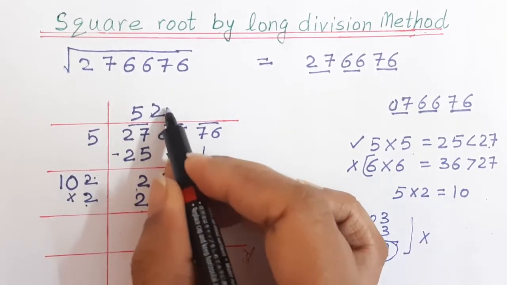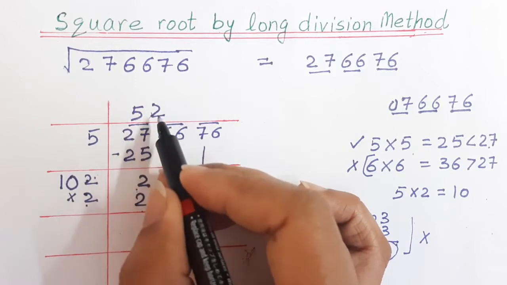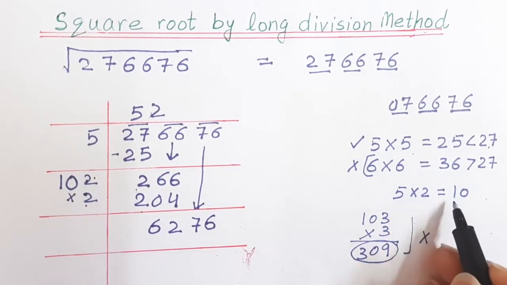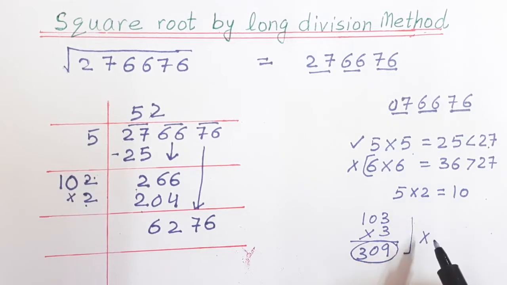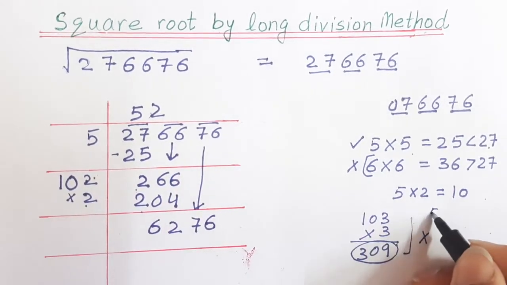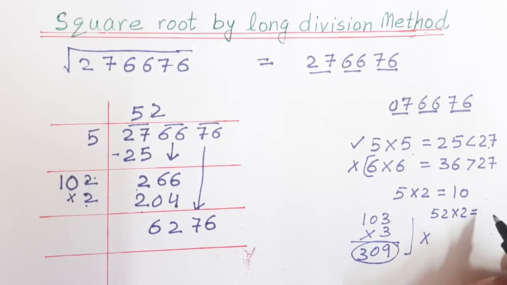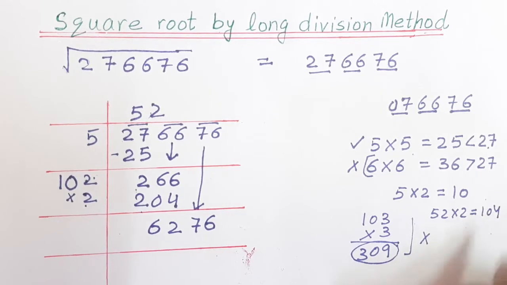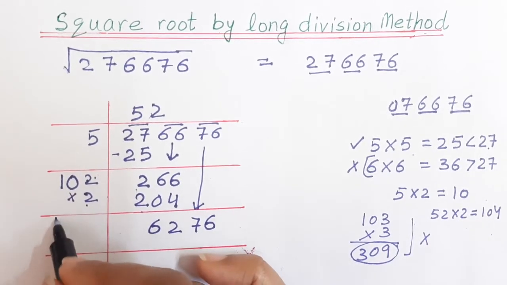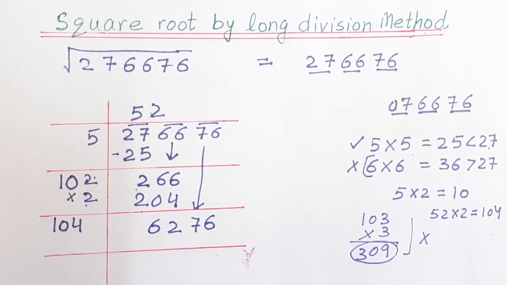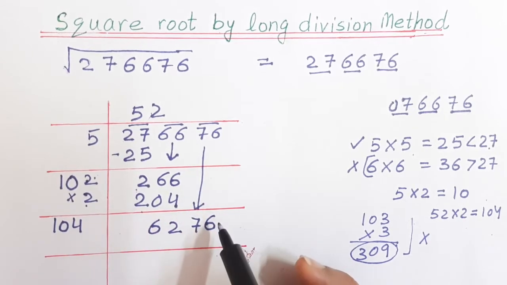Now double the quotient. Earlier the quotient was 5 and we took 5 into 2. Now the quotient is 52. So 52 multiplied by 2 is how much? Yes, that is 104. So here I will write 104. Clear? Now I will repeat the step.